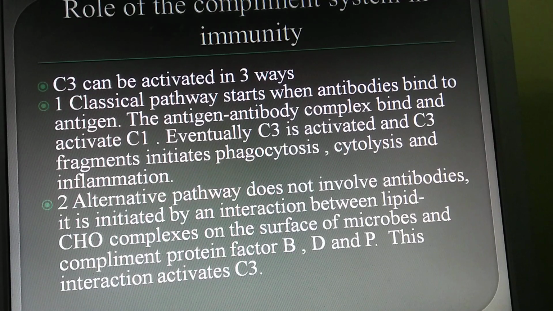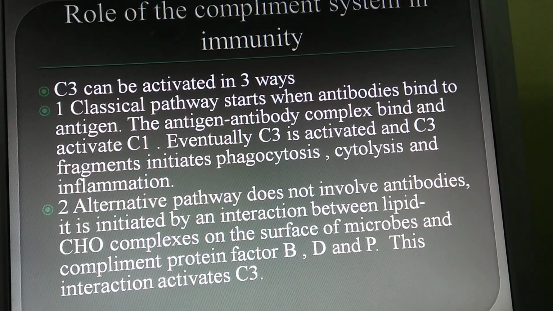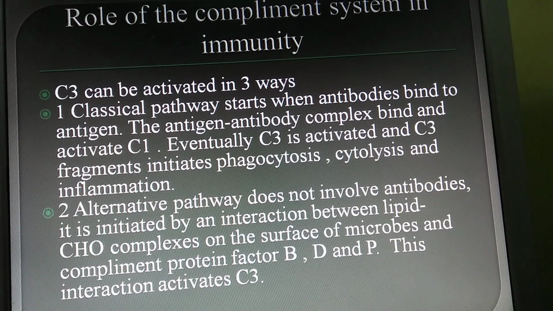Now C3 can be activated in three ways. One is the classical pathway, which starts when the antibodies bind to the antigen. The antigen-antibody complex binds and activates C1. Eventually C3 is activated and C3 fragments initiate phagocytosis, cytolysis and inflammation.